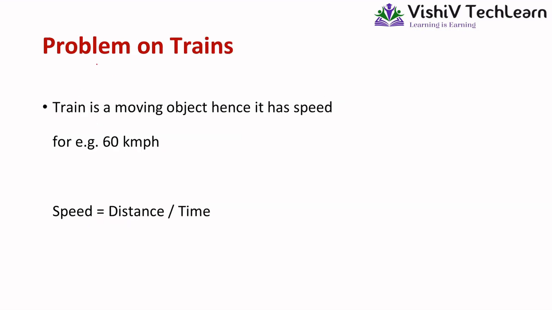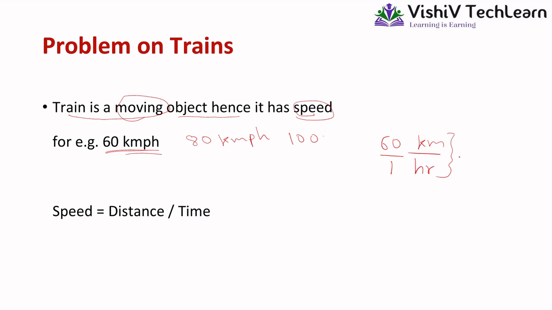So let's start with the logic. Basically a train is a moving object, and since it is a moving object it has a speed. The speed may be 60 kilometers per hour, or 80 kilometers per hour, or 100, and so on. This speed has the unit kilometer per hour, which can be best described as 60 kilometers in the numerator and 1 hour in the denominator, so this can be noted as 60 by 1.